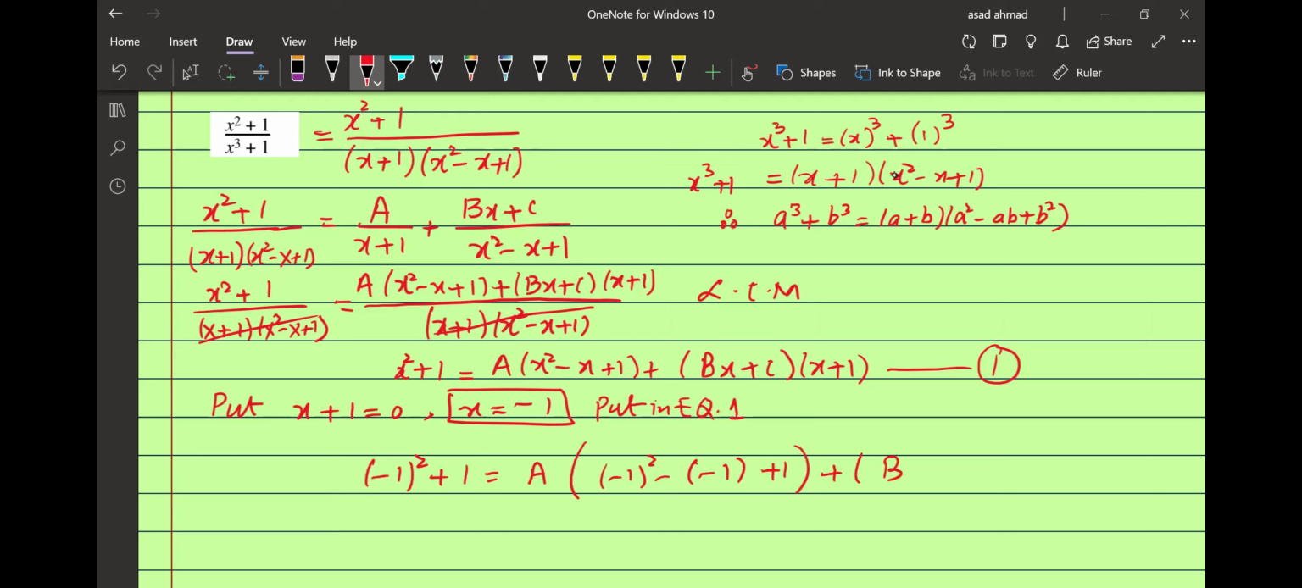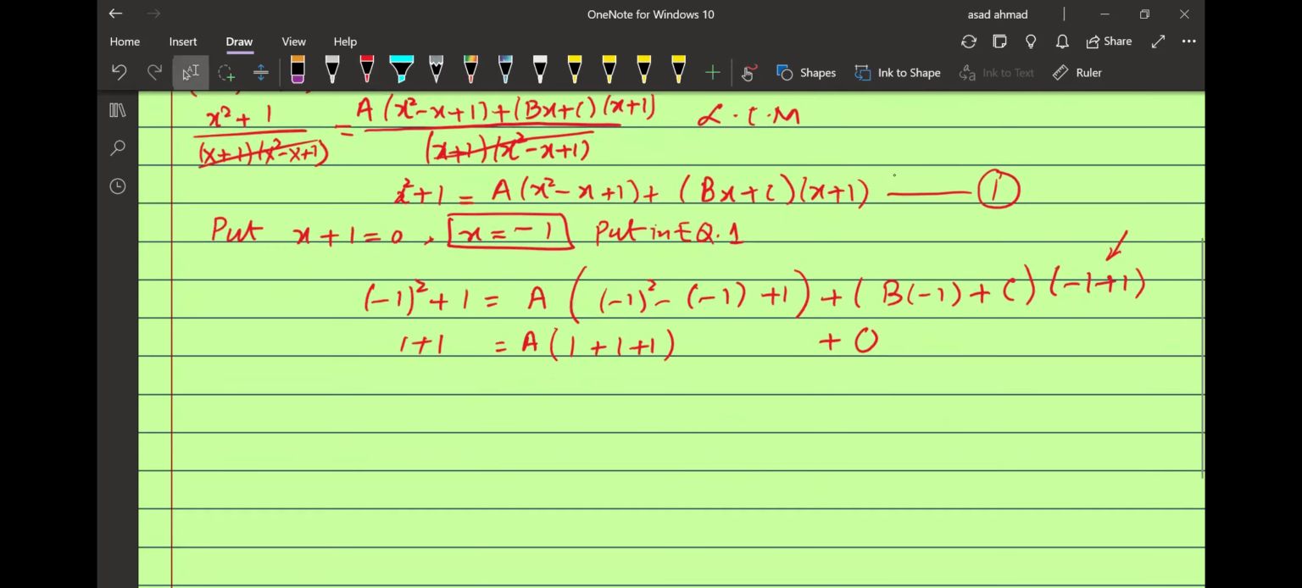So for b, it would remain as it is. For x, it will be -1, and finally -1 plus 1. So this factor will make the entire second term 0, while we have to carefully see what is within the bracket. So 1 plus 1 plus 1, and on the left hand side, this is 1 plus 1. So we can easily calculate the value of A, that is 3A equals to 2, and finally A will be easily obtained as 2 by 3.